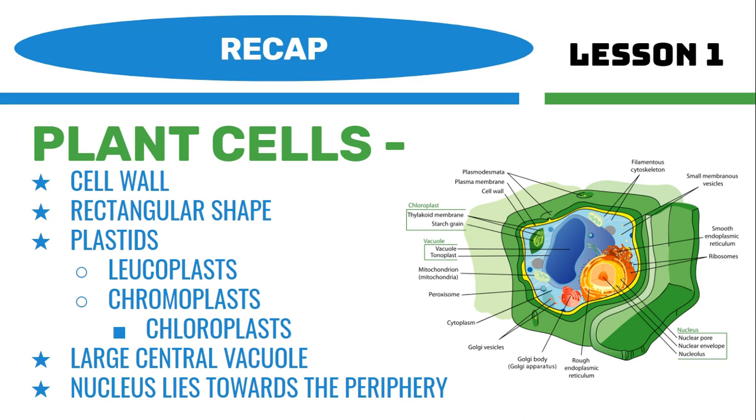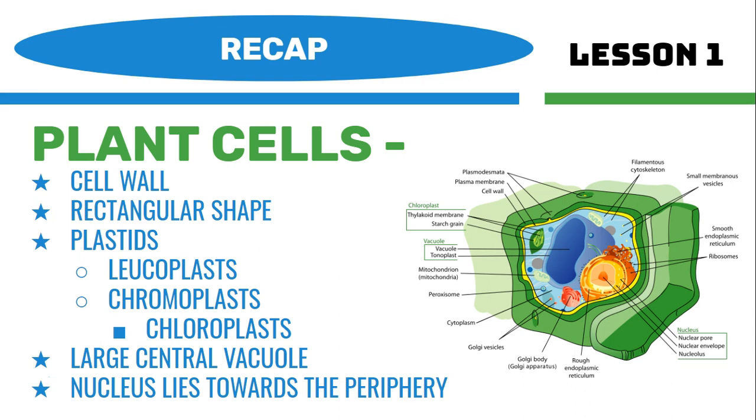So plant cells have a cell wall, which is not seen in animal cells, which is why they have a rectangular shape. Some of the organelles that differ between plant cells and animal cells is that plant cells have plastids, leucoplasts, and chromoplasts, and these play an important role in storage as well as photosynthesis. And plant cells have a very large central vacuole, and it takes up nearly 50 to 90% of the cell, and we'll be looking into all of this in this video of lesson 2 right now.